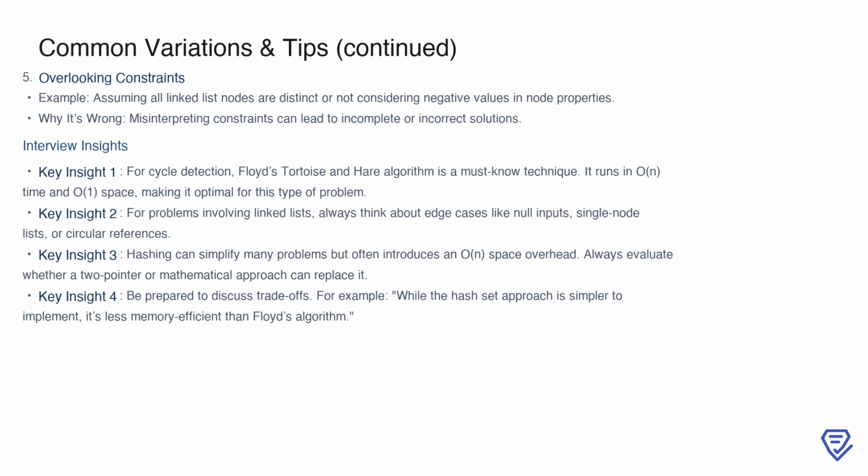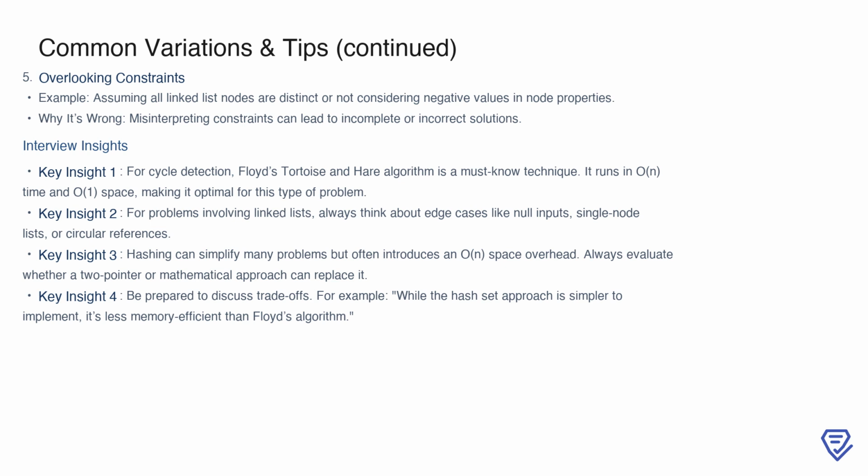Now, overlooking constraints can also trip you up. For instance, assuming all nodes in the linked list are distinct or not considering negative values in node properties might lead to an incomplete solution. In terms of insights, Floyd's tortoise and hare algorithm is a must-know technique for cycle detection. It's highly efficient, operating in n time and 1 space, which is optimal. When solving linked list problems, always think about edge cases, such as null inputs, single-node lists, or circular references. These often come up in interviews.